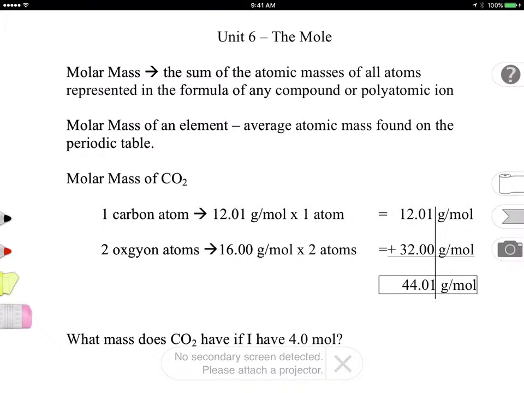It's basically just adding up all the masses of all of the elements on there, and in order to do that you have to be looking at your lovely periodic table. You can't do that without that. Okay, molar mass, the average from all the periodic tables.